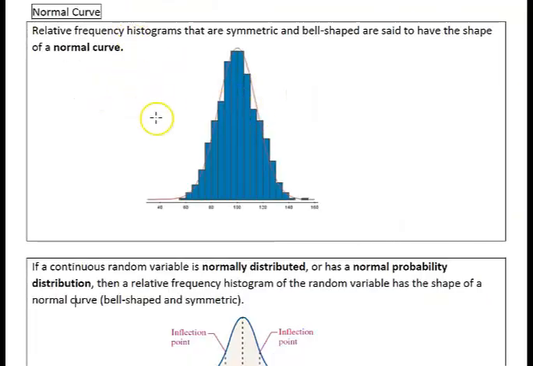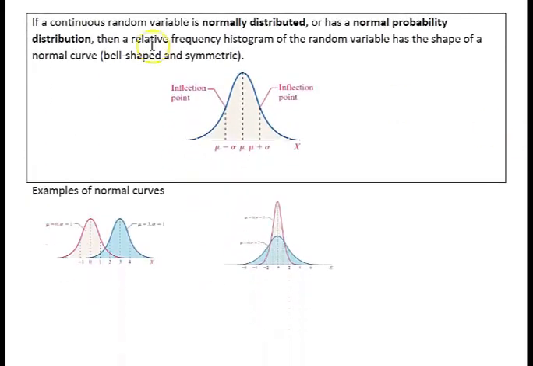Okay, so this page just sort of explains the similarities between a discrete, which has the bars, and a continuous, which has just the smooth shape. But it just says if a relative frequency is symmetric, then it is said to have the shape of a normal curve. And so this bell-shaped curve is a normal curve. Okay, same thing with this one. If a continuous random variable is normally distributed, then it is said to have the shape of a normal, which normal in this case means bell-shaped.